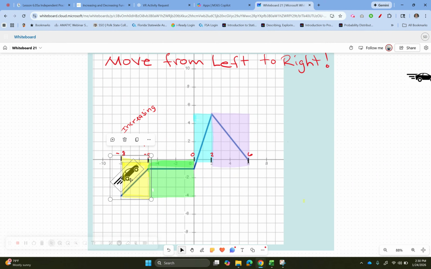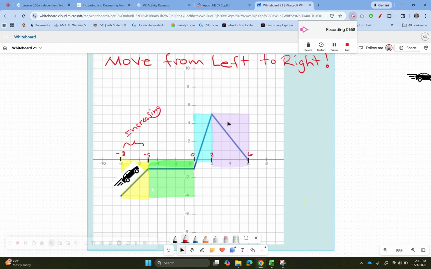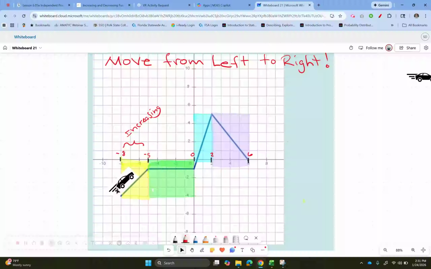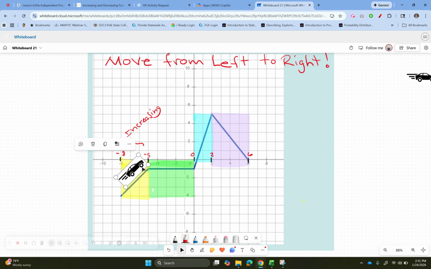Now, as the car keeps traveling, I didn't want to do that. Let me see how I can bring back the car. Okay, so now I have my car back, and you can see the car is going up from -8 on the x all the way to -5. So from -8 to -5, the car is going up in that section, so we say increasing.